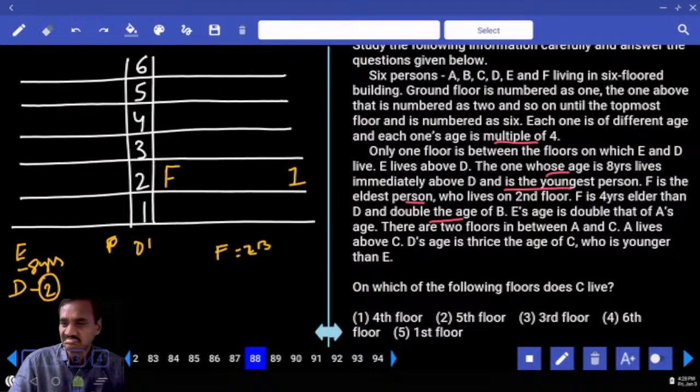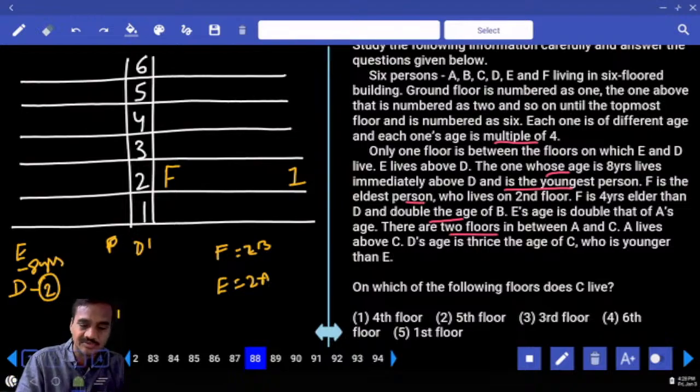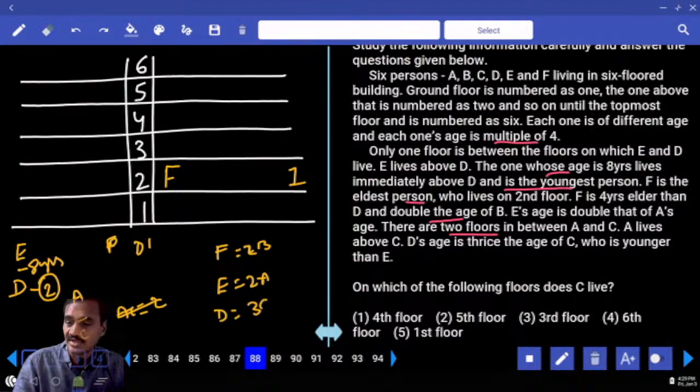And next one. E's age is double that of A's age. Now E is double that of whom? 2A. And next one. There are 2 floors between A and C. Now in between A and C, how many floors? 2. And A lives above C. This is one more. And next one. D's age is thrice of C. And C is younger than E.